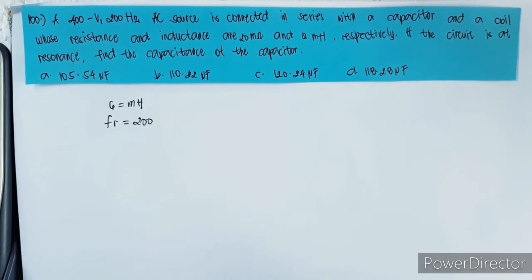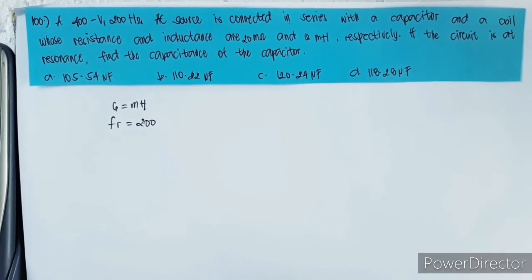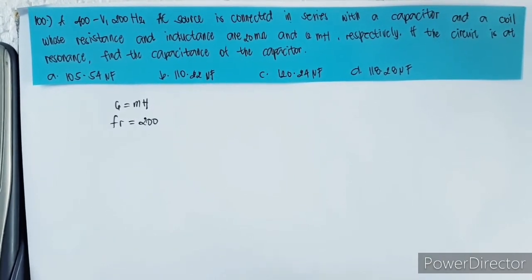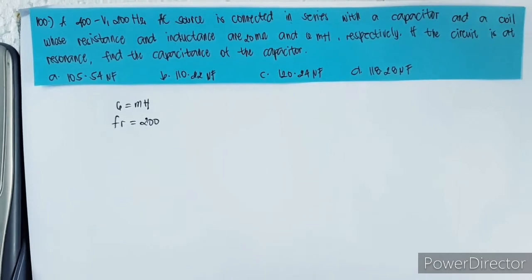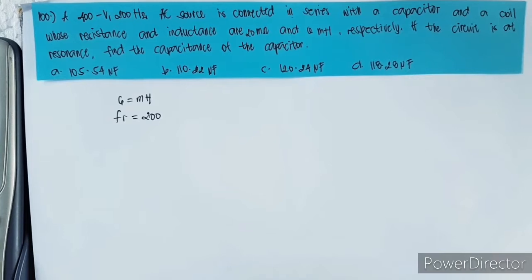Okay, so for the next problem, we have here number 100. A 400 volts, 200 hertz AC source is connected in series with a capacitor and a coil whose resistance and inductance are 20 milliohms and 6 millihenry respectively. If the circuit is at resonance, find the capacitance of the capacitor.